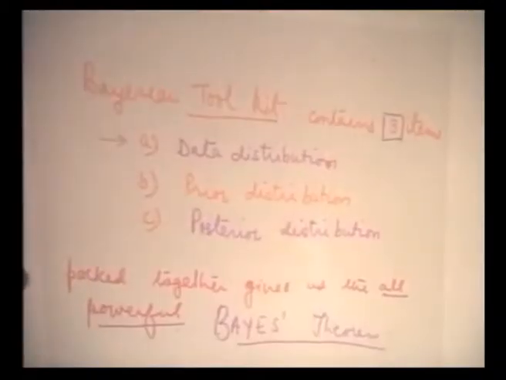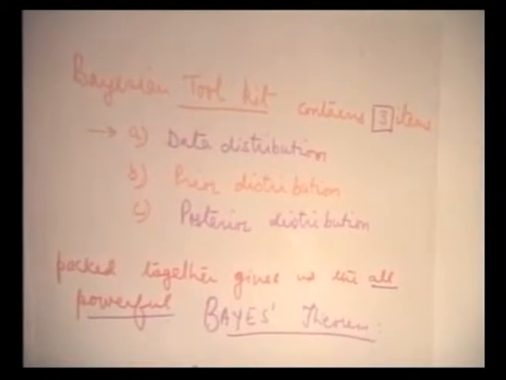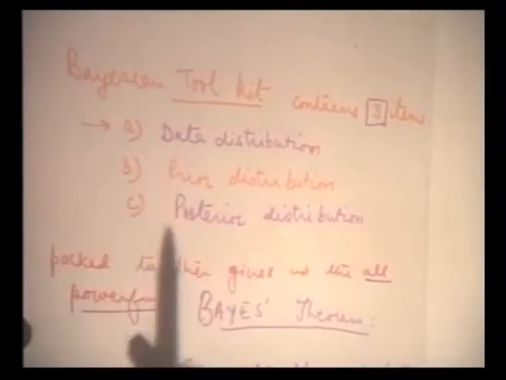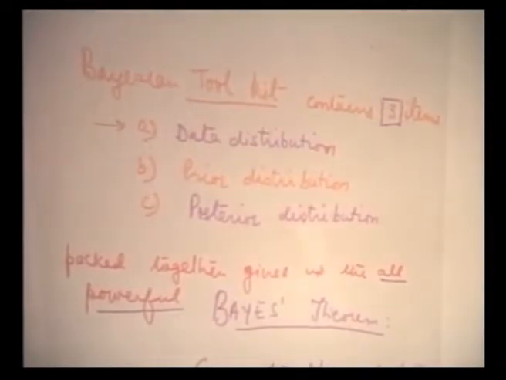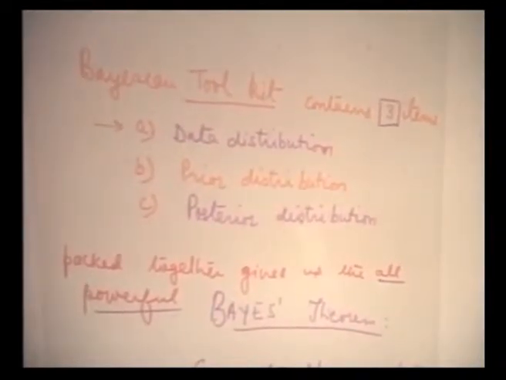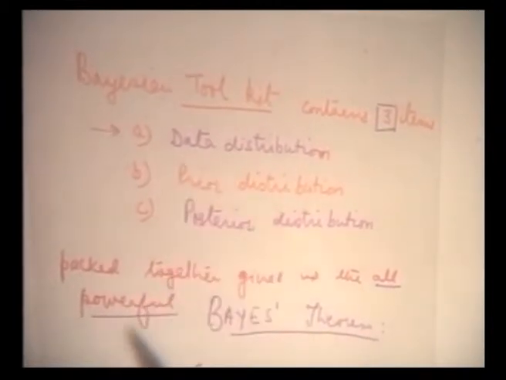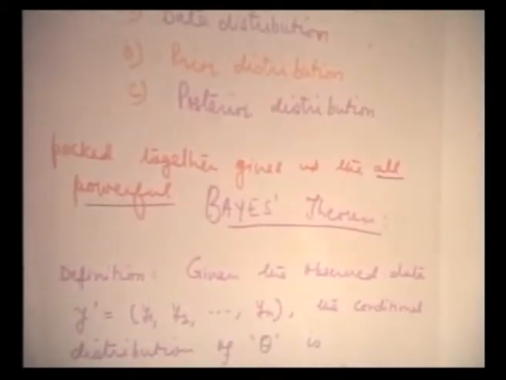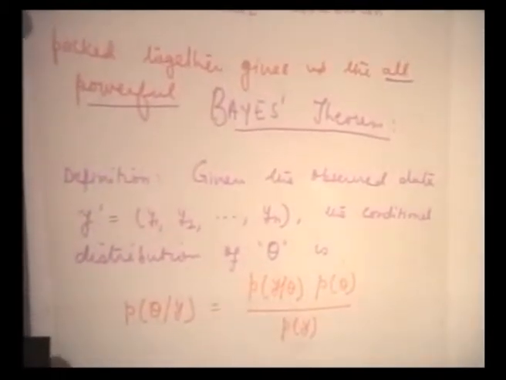What is the next term, what we call the posterior distribution, which we have already seen in the morning in Professor Zellner's lecture. We have the data distribution and the prior distribution. We need to put them into some kind of a machine, which should finally give us what we call the posterior: what comes out after the data and the prior have been combined. So the toolkit, all packed together, gives us the all-powerful Bayes theorem.